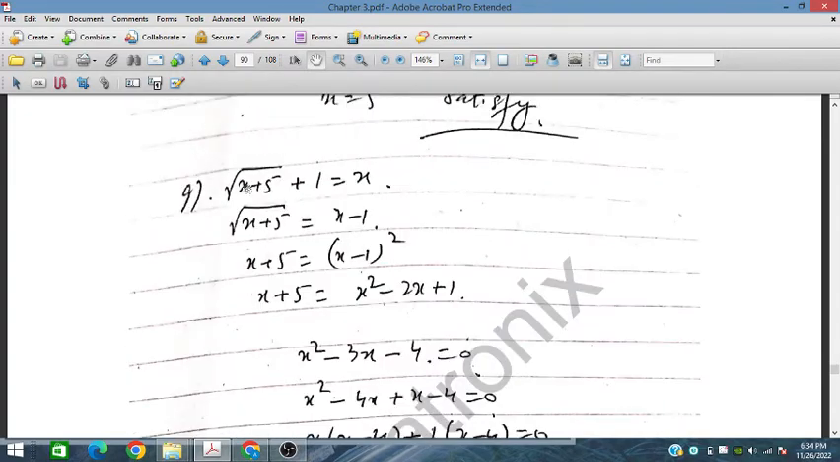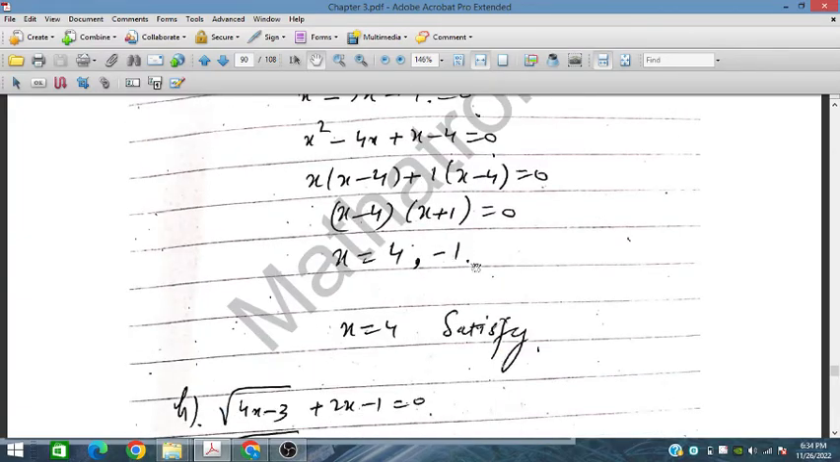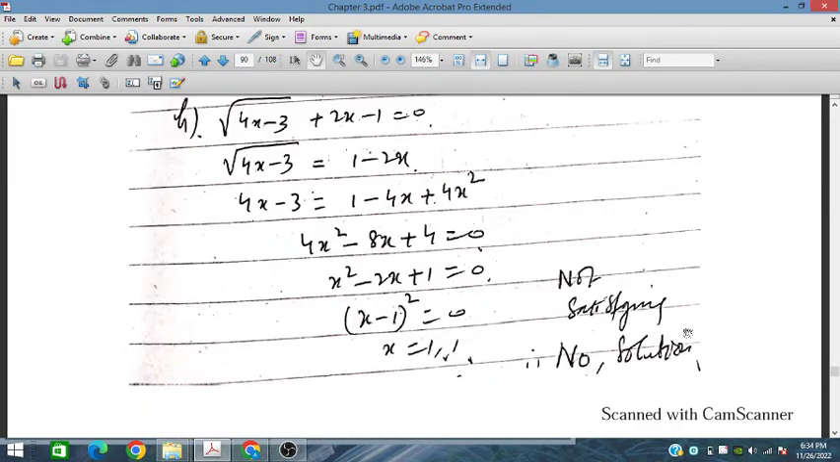Minus 1, now place minus 1 here. This becomes 4. 4 under root is 2. 2 plus 1 is not satisfying this. So this minus 1 is not satisfying, but x is equal to 4 is satisfying. This is the solution.